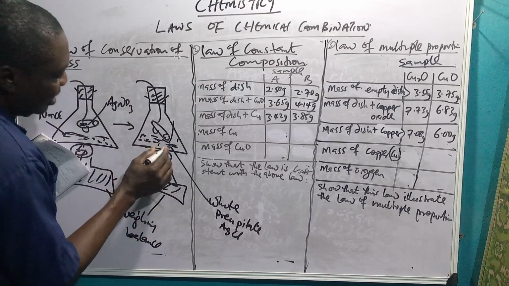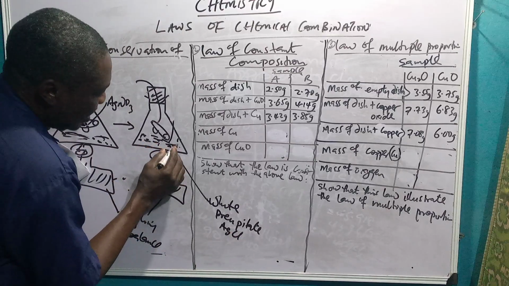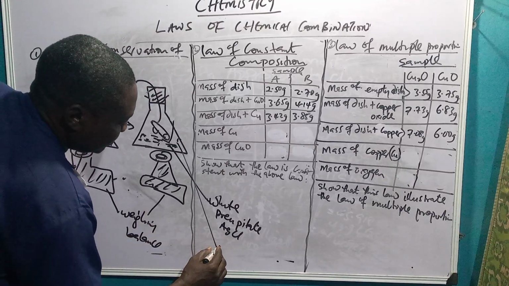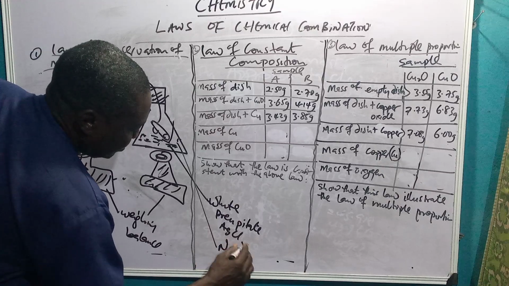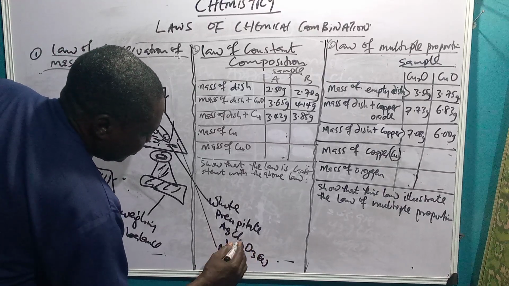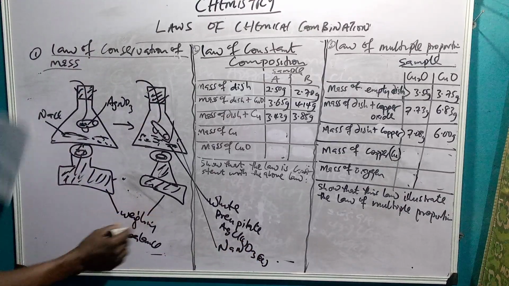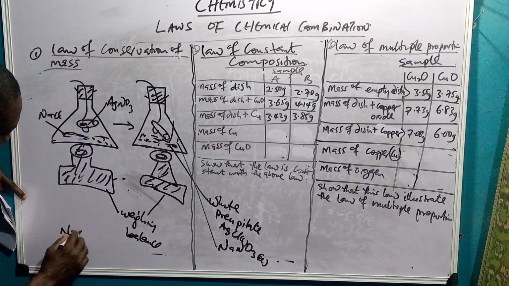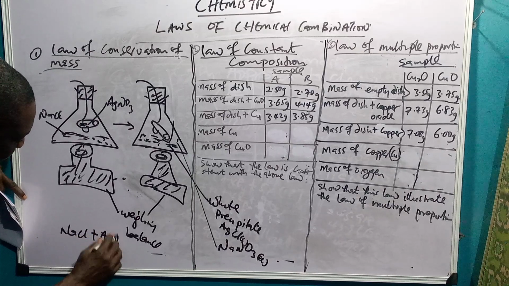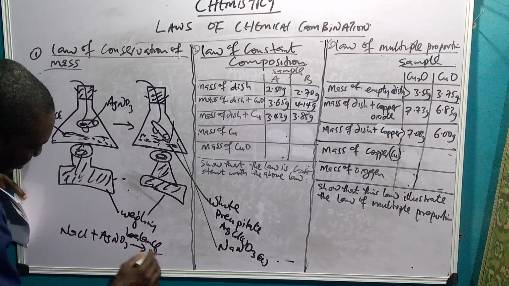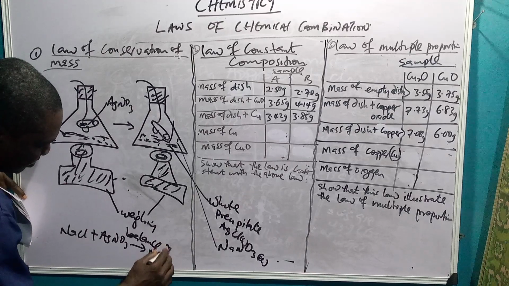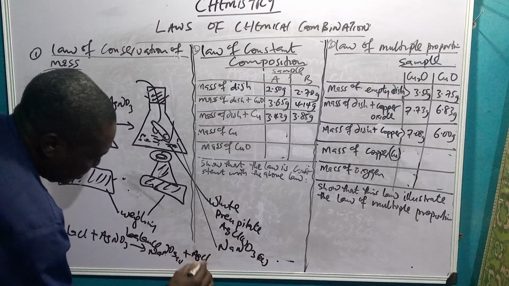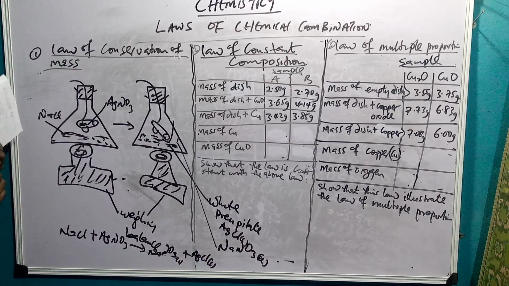Then, apart from that, you also have another solution of sodium trioxonitrate(V), NaNO3, aqueous. This one is solid. So that is what you have, and this is the kind of equation you will have: NaCl plus AgNO3 gives NaNO3 aqueous plus AgCl solid. That is what you have.